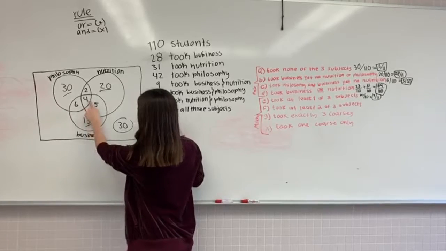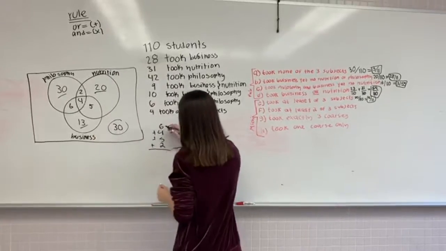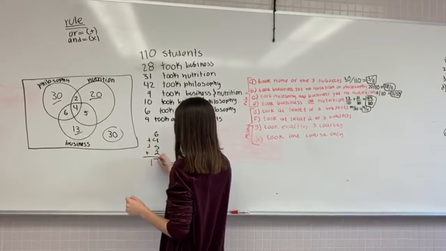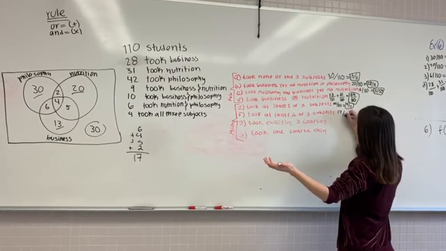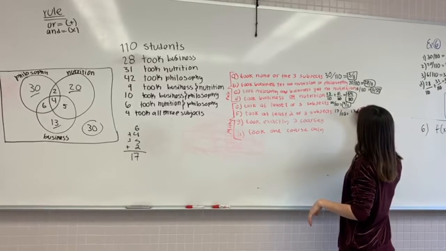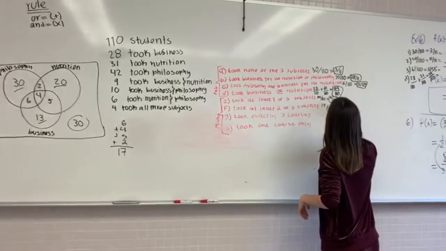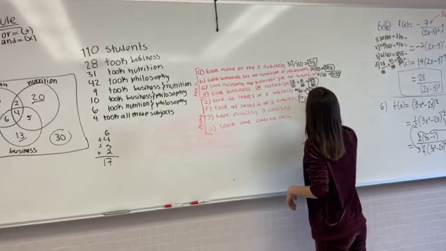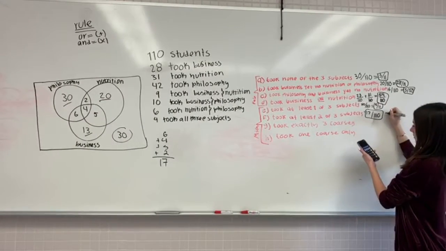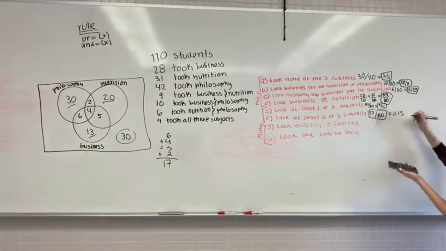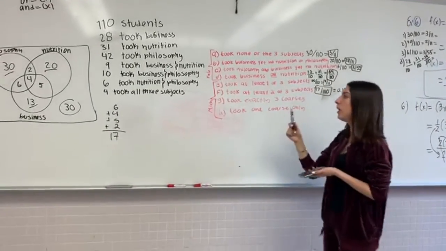6 plus 4 plus 5 plus 2. And the answer is 10, 15, 16, 17. So you know that 17 out of 110 people took at least 2 subjects. I am going to get the percentage. So that means 15% took at least 2 out of 3 classes.